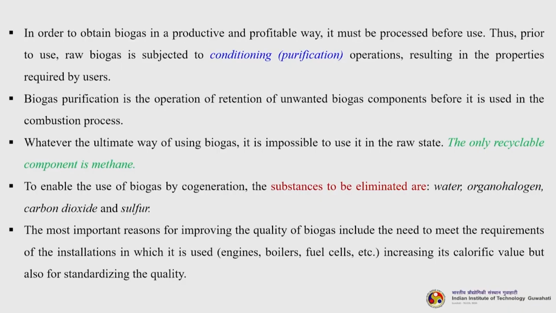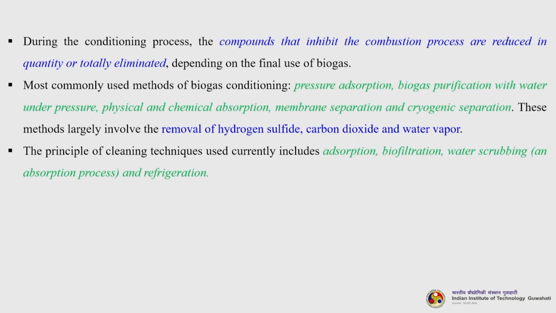The most important reasons for improving the quality of biogas include the need to meet the requirements of the installations in which it is used, for example engines, boilers, fuel cells, increasing its calorific value, but also standardizing the quality. During the conditioning process, the compounds that inhibit the combustion process are reduced in quantity or totally eliminated, depending on the final use of biogas. Most commonly used methods of biogas conditioning are pressure adsorption, biogas purification with water under pressure, physical and chemical absorption, membrane separation and cryogenic separation. So, one or two specific and most widely used applications we will discuss just now.